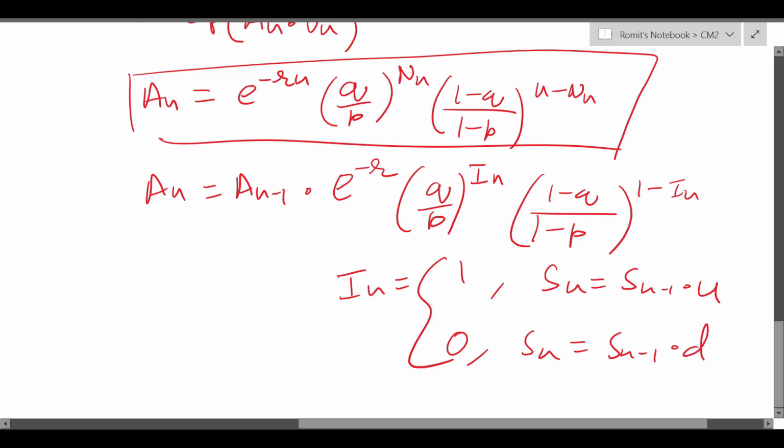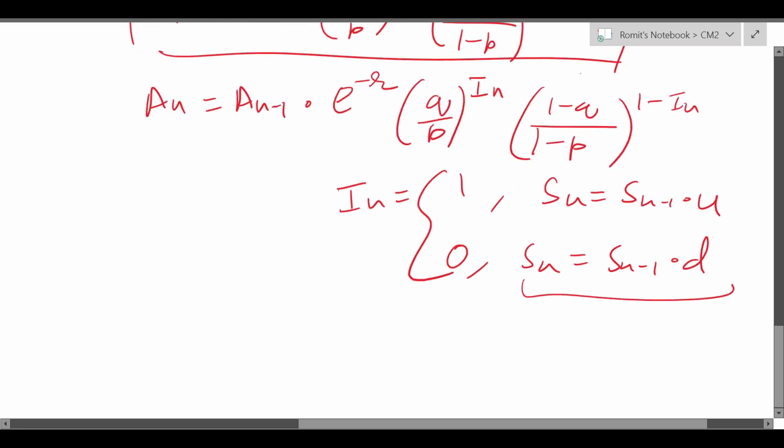So what is exactly happening? You are just saying that if there is a decrease, then In takes a value 0. So this term comes in, this term goes away, right? Because In will be 0, 1 minus In will be 1. So An minus 1 to An you will have to multiply just this term, right? Similarly, if there is an increase, then In takes a value 1, this term goes away, this term comes in, okay, with power 1, right? So that's how it is working, not very complicated.